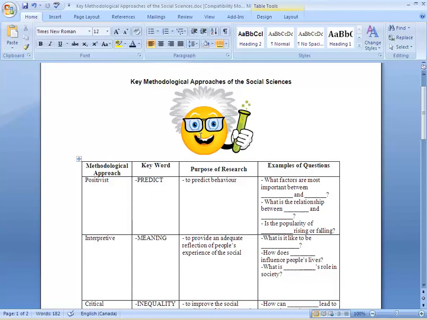So put on your positive glasses. What do they see? Put on your interpretive glasses. What do they see? And put on your critical glasses, or put on your critical shoes and see what they see. So hopefully that helps explain it.